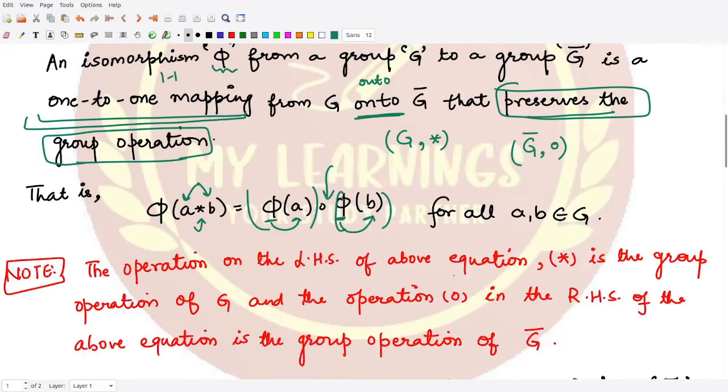Here you should note that the operation star and this circle are two different operations. They could be the same, they could be different, depending on what operation we define on the group G and what operation we define on the group G bar, right? So the operation on the left hand side of the above equation, star, is the group operation of the group G, and the operation, this circle, on the right hand side of the above equation is the group operation of the group G bar. So this is what I have been explaining to you.